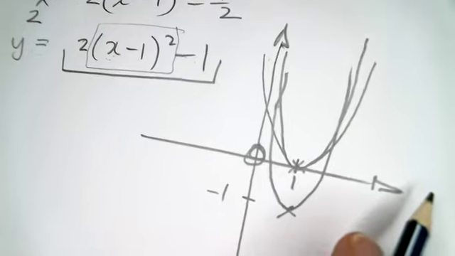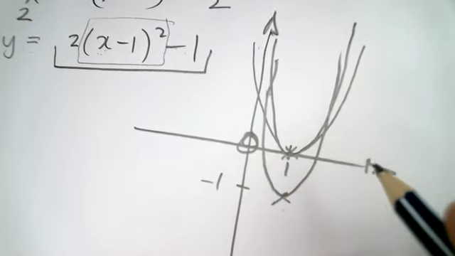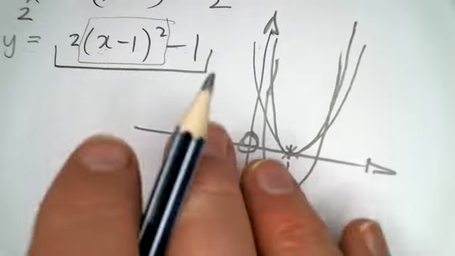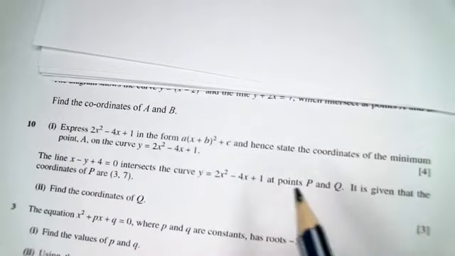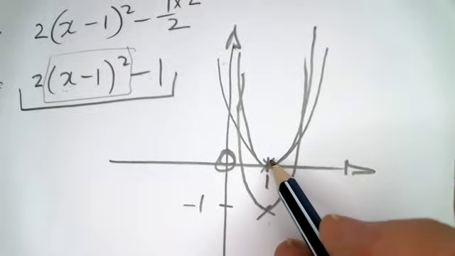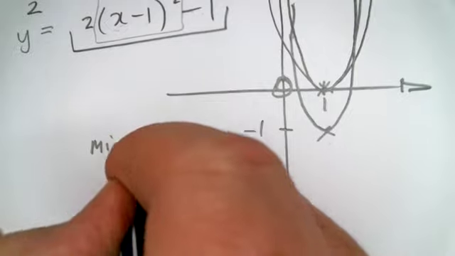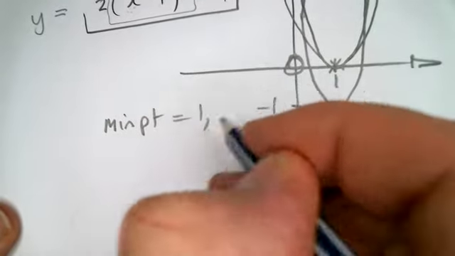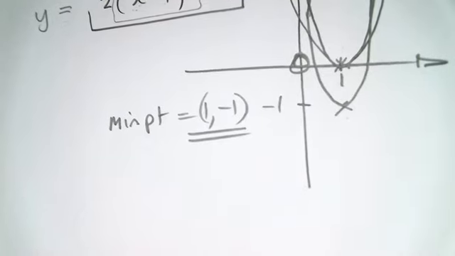So we know the vertex is going to be at 1. So the question it asks, where is the question? Here we go. It says 10, hence state the coordinates of the minimum point A. Well, the minimum point is going to be 1, comma, −1. So we can say minimum point is equal to (1, −1). And that's the minimum point on the graph.